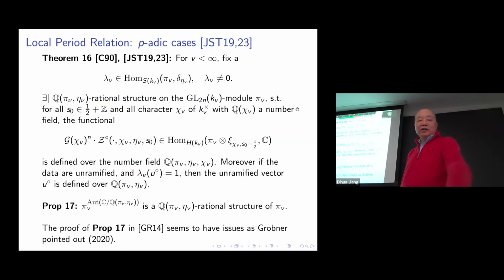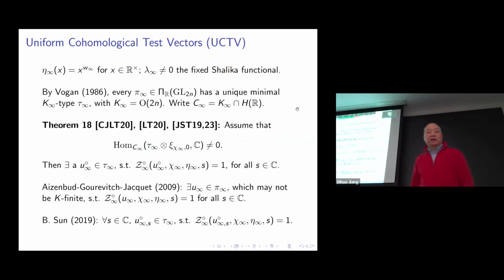Yeah, so one of the technical gaps in the Grobner-Lin Langlands paper was the proof of this important structure. And now let's deal with the Archimedean.